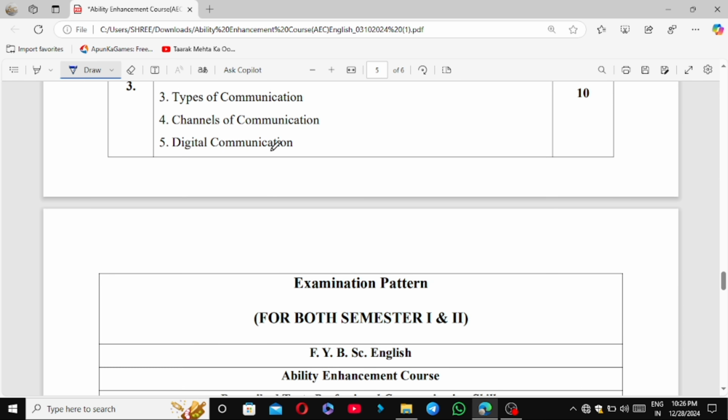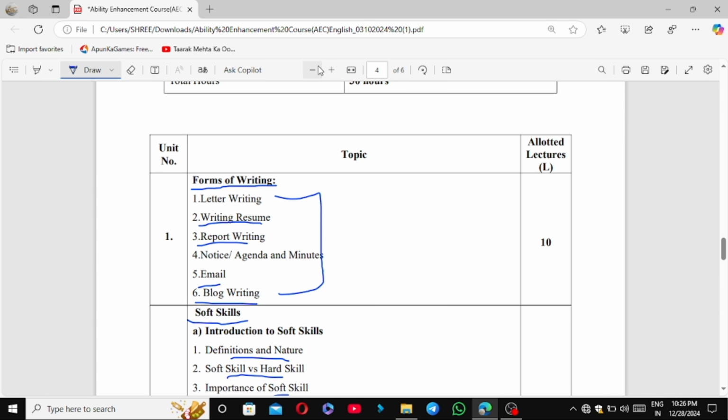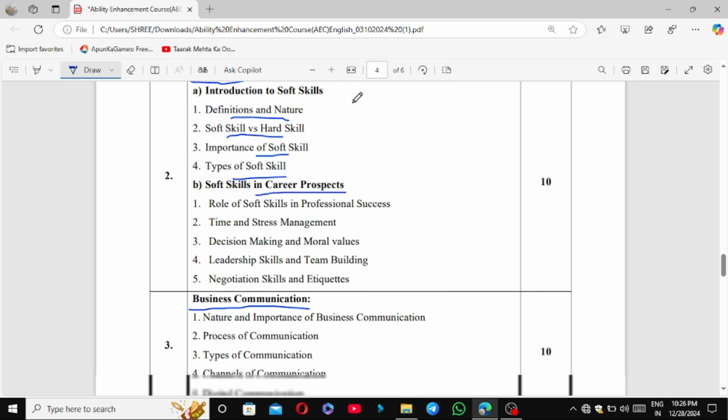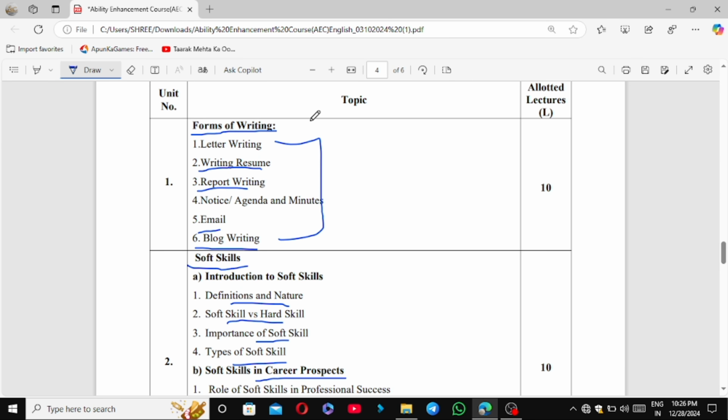These are the three topics you have to learn in your second semester. We will learn these three topics one by one in the next lecture. This is sufficient for today. This is only an introductory lecture about your syllabus. In the next lecture we will start the first topic of forms of writing, and in that we will start letter writing.